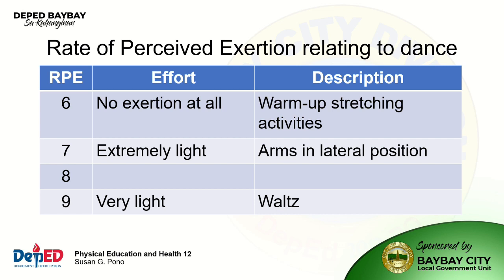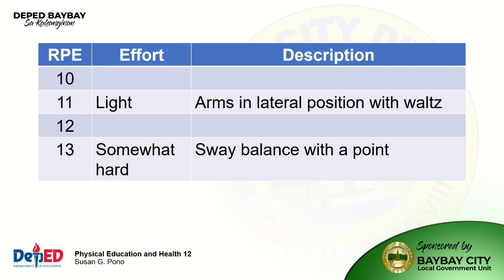Example, warm-up stretching activities. If the RPE is 7, exerted effort is extremely light. Example, doing arms in lateral position. If RPE is 9, exerted effort is very light. Example activity is waltz dance. For RPE 11, the exerted effort is light. Example, doing arms in lateral position with waltz dance.